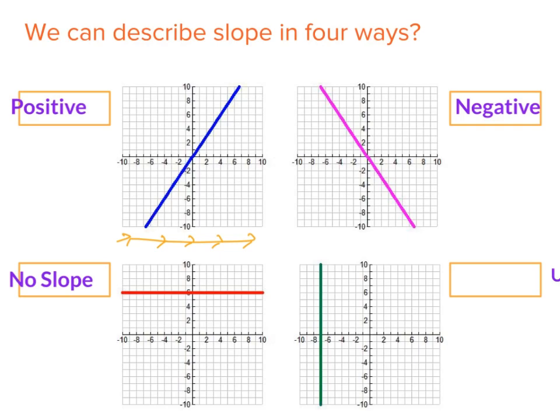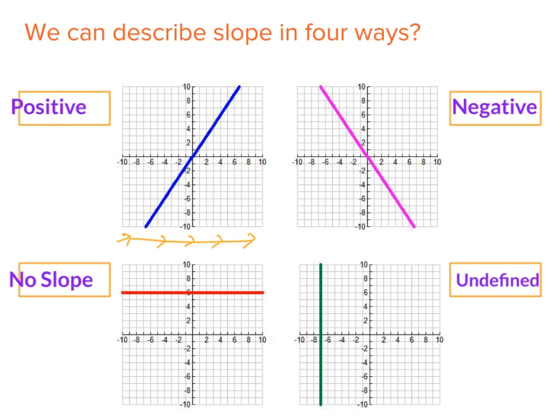The last type of slope we have is a vertical line. We'll spend more time talking about this in Algebra 1, but this slope is known as undefined. We can't define it because it's not really going at a slope, it's just going straight up and down. There isn't a definition for that, but we'll cover more of that when we get to Algebra 1.